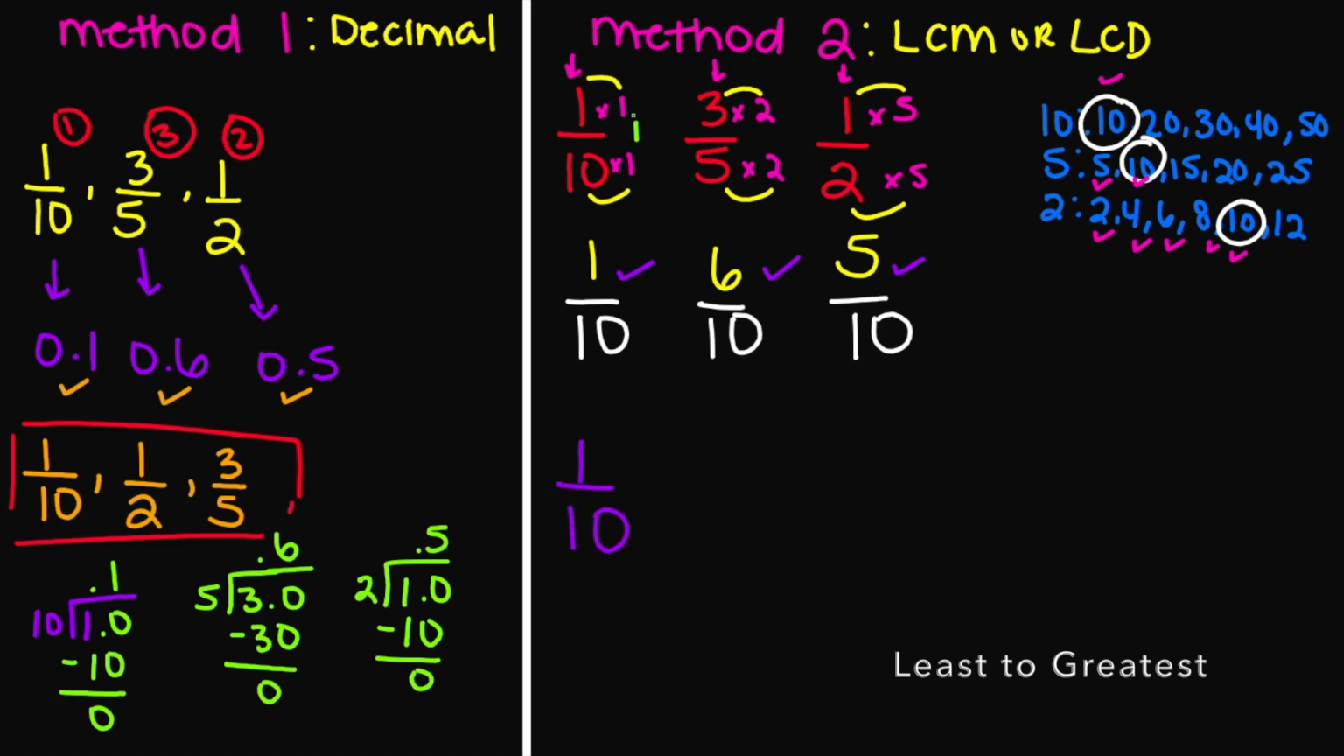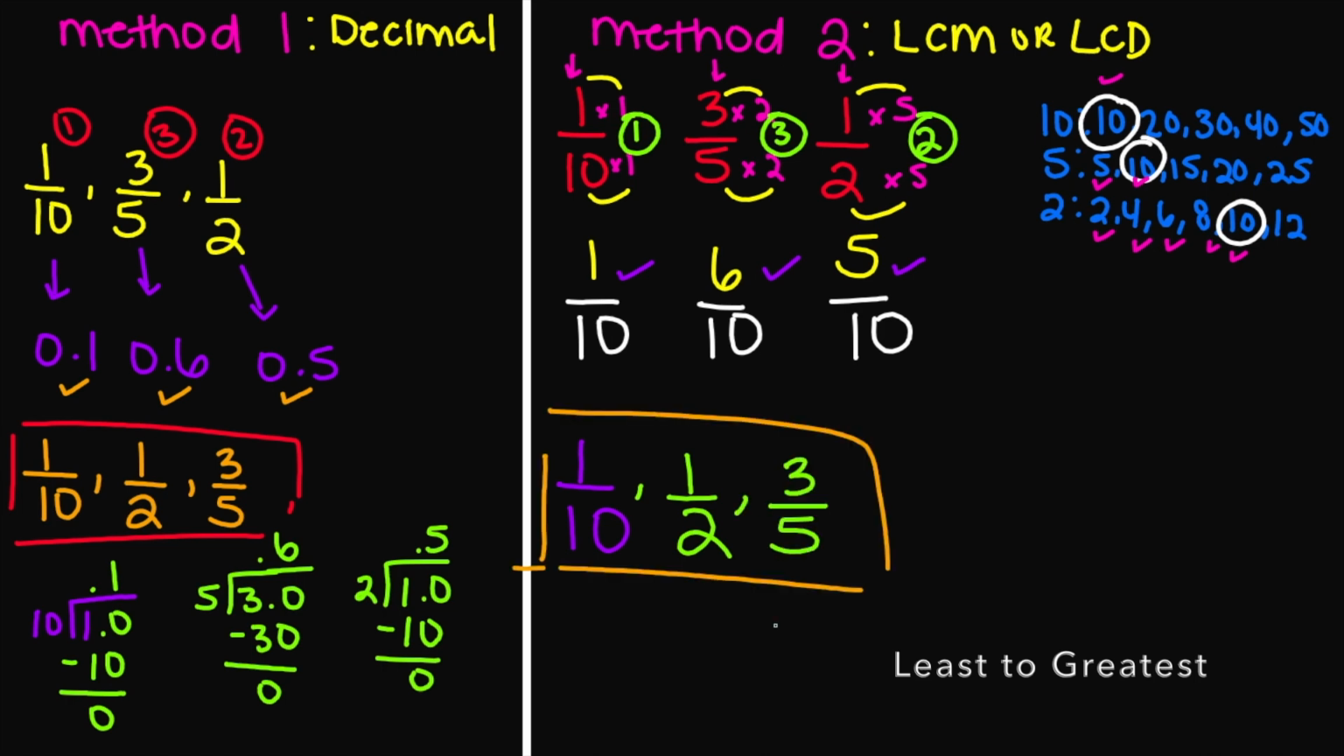So this is the first one right here. Next, we have my 5 over 10, which is the fraction here. This is equivalent to my 1 over 2. And then next, we have my 3 over 5, which is right here. So this is your final answer here.